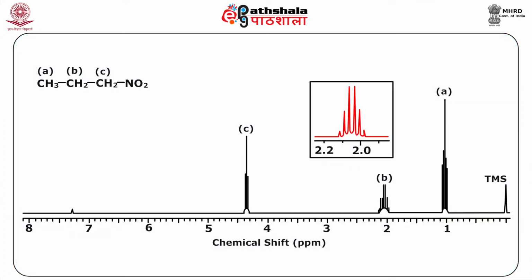Now, in some cases JAB and JAC will be almost identical. Let us consider an example for this, which is the proton NMR spectrum of 1-nitropropane, that is a 3 carbon chain having a nitro group. Look carefully at the splitting pattern of the Hb protons. Having a delta value of approximately 2 ppm, the signal looks like a sextet because the two coupling constants JAB and JBC are very similar.